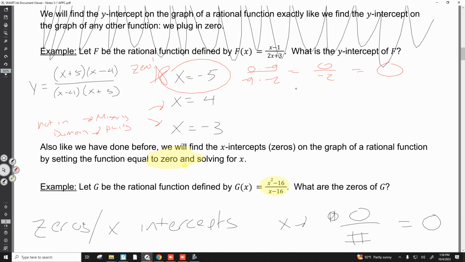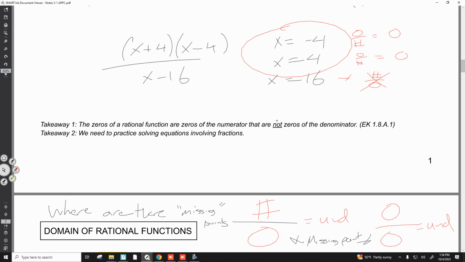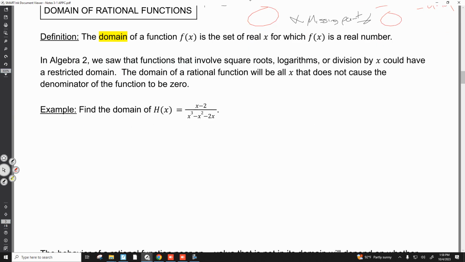So when I'm asked to find the domain of a function, you're really asking, where are there missing points? What are the x values that you can't plug in? So when you have a 0 in the denominator, you're going to have missing points. Find all of the values that make the denominator 0. What's the first thing we always do? Factor the polynomial. Go.